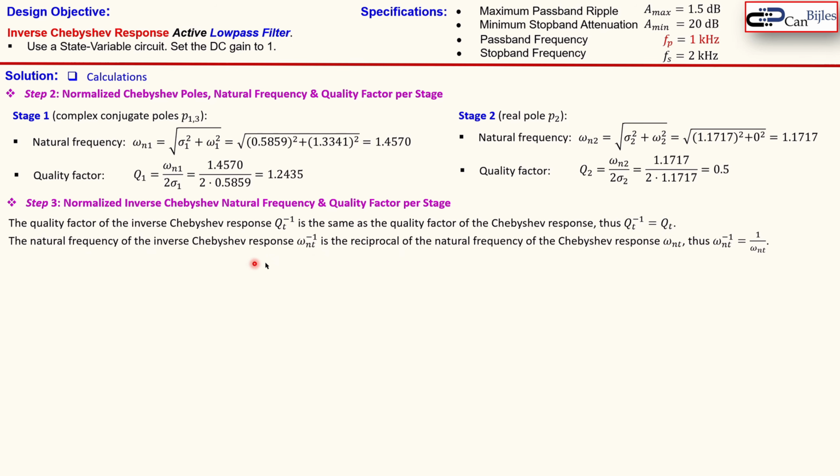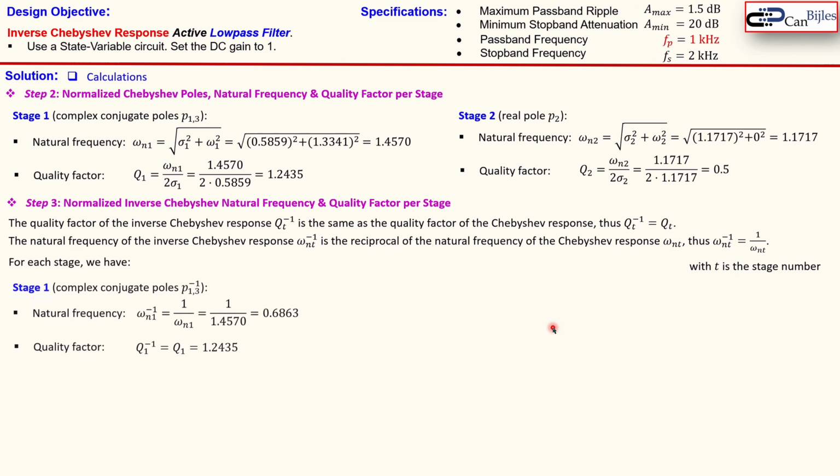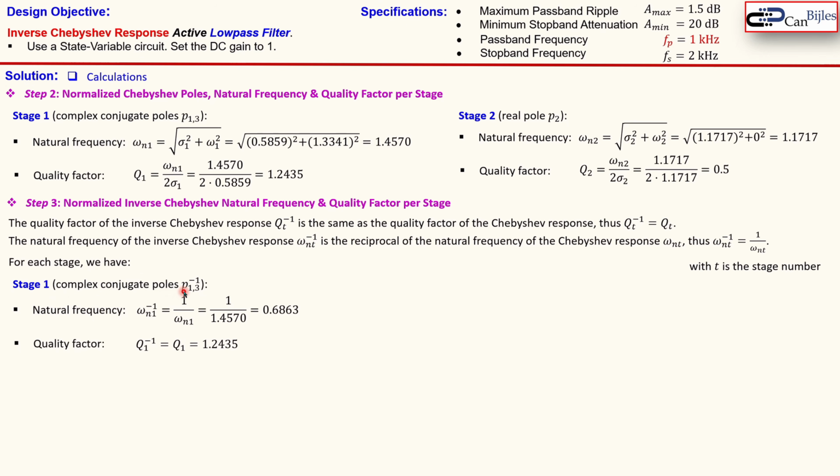But the natural frequency of the inverse Chebyshev response is given by this, really the inverse of the natural frequency we have calculated here. So that's actually given by this expression. Again, the t is here the stage number. Now for each stage we can then write it like so. And also the poles are given by p1, 3 to the power minus 1, referring to that inverse. Here you see the natural frequency for our inverse Chebyshev response is 1 over what you see here, so 1 over this 1.4570, and the quality factor is really just a copy of what you have here.